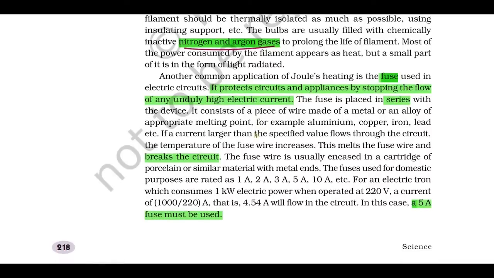And we have the concept of fuse. Fuse is an electrical safety device which is placed in series to protect the electric circuit and the appliances. In case of high current, it melts and breaks the circuit.